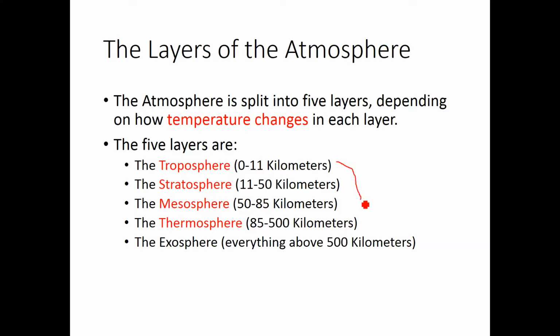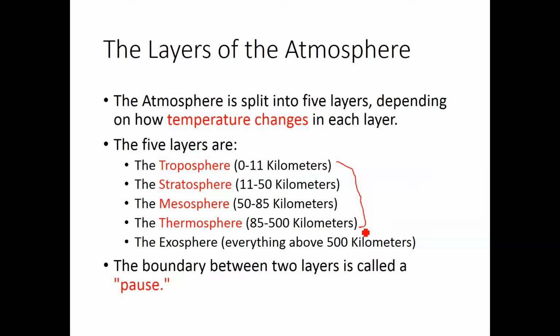I want you to focus on these 4 right here. Troposphere, stratosphere, mesosphere, thermosphere. And in that order. So troposphere is the lowest, stratosphere is the next one, mesosphere is the next one, thermosphere is the last one. All right? So the boundary between any of these two layers is what's called a pause. So the boundary between the troposphere and the stratosphere is what we call the tropopause. It's the top of the troposphere. The boundary between the stratosphere and the mesosphere is called the stratopause. The boundary between the mesosphere and the thermosphere is the mesopause.